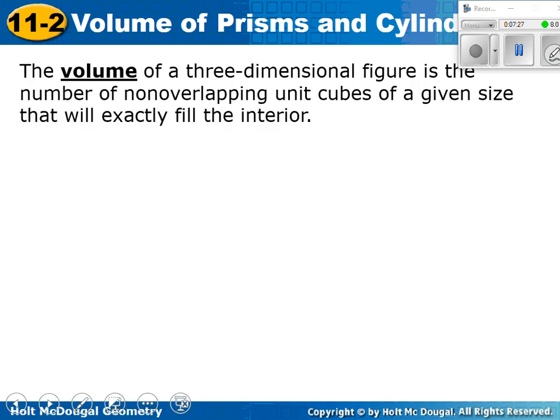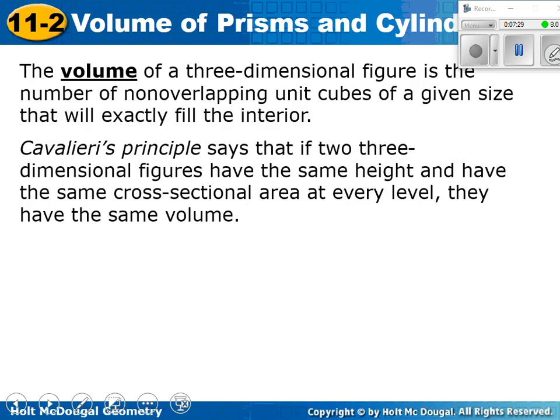I already talked about what volume is. It's what fits inside. The one thing we didn't mention is what your units will be for volume. Cubed. It'll be units cubed. So notice it says the number of non-overlapping unit cubes, meaning that your answers will always be units cubed, or inches cubed, or feet cubed, or miles cubed, whatever it is. So we're talking about volume.